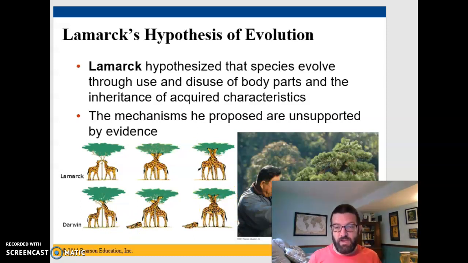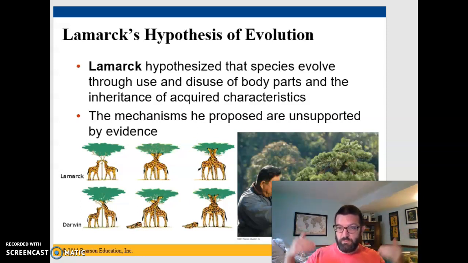Lamarck used as evidence for his hypothesis the fact that blacksmiths, he did a lot of measurements and found that the sons of blacksmiths tend to be bigger and have larger muscles than sons of tailors, I believe was the study. And he went out and did a lot of measurements, but he assumed that the reason they had stronger muscles is because their fathers had done a lot of hammering. When in reality, the more likely explanation is their fathers were probably blacksmiths because they had big muscles, right?